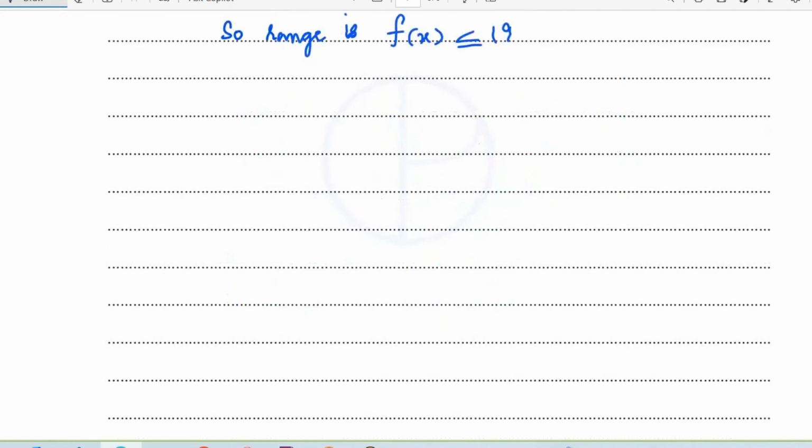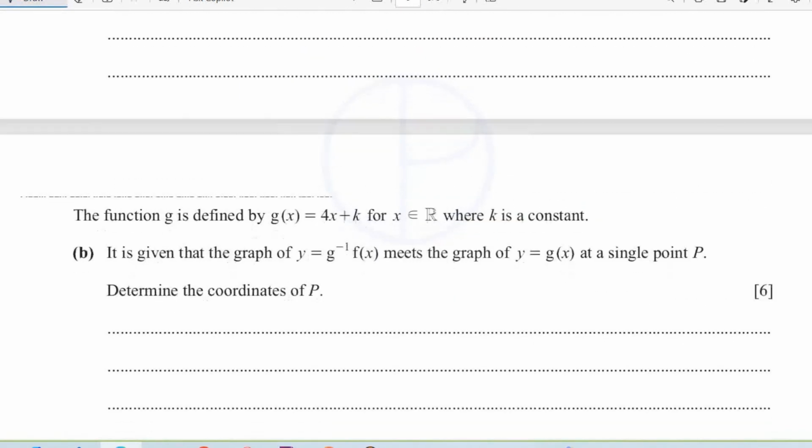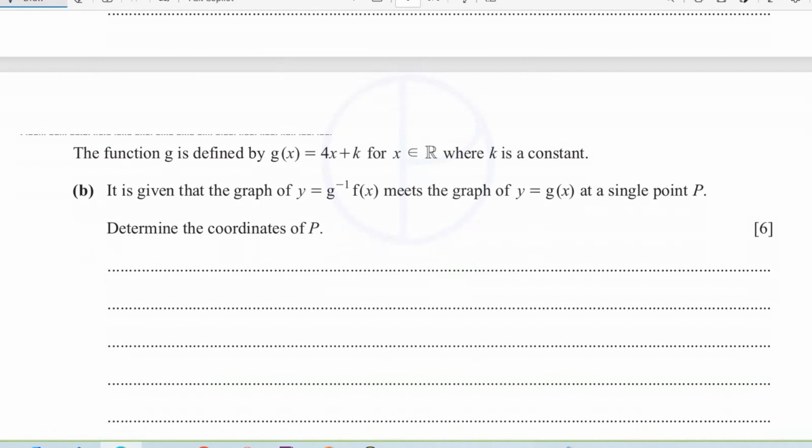The next part of the question is, the function g is defined by g of x equal to 4x plus k, where k is a constant. It is given that the graph of y equal to g inverse of f of x meets the graph of y equal to g of x at a single point P. Determine the coordinates of P. So we need to first find what g inverse is.